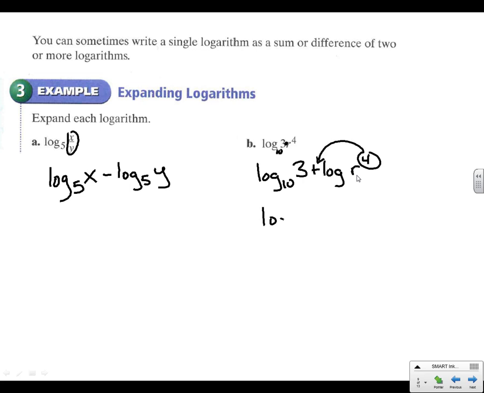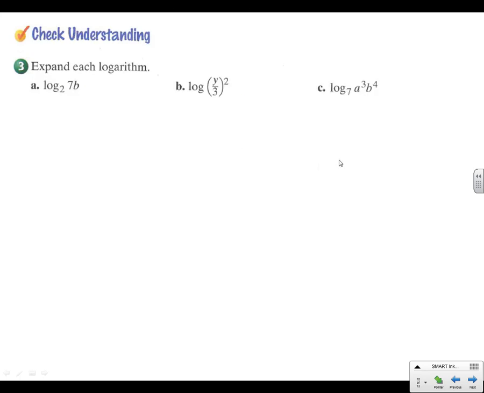So it's going to be log 3 plus 4 log r. That would be your expansion. Your turn. Understanding check 3.